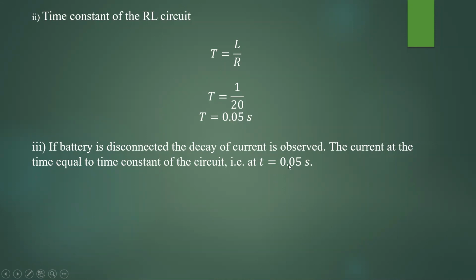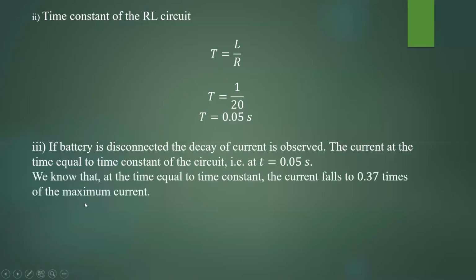At this particular time, what is the current value? Definitely we know that at the time equal to the time constant of the circuit, the current falls to 0.37 times the maximum current. What is the maximum current we have calculated? It came to 2.5 ampere. You have just solved it in the previous slide. So we know that at the time equal to the time constant, the current falls to 0.37 times the maximum current.